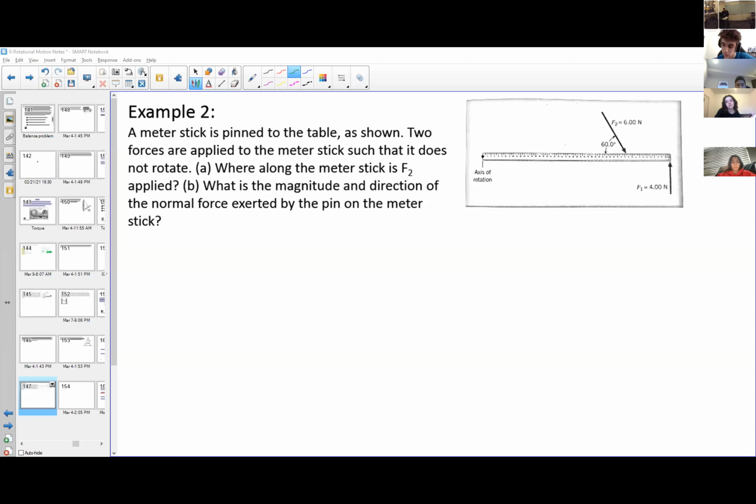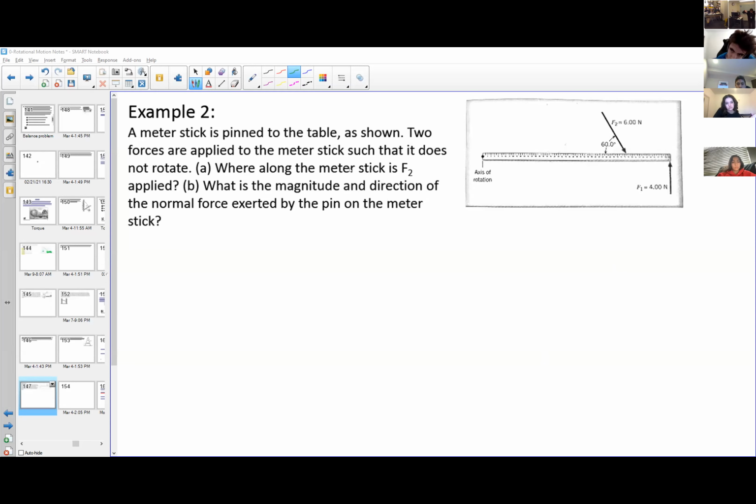So here is the problem. To help you understand what's going on here, let's read it together, and then let me give you a little bit more background. It says we've got a meter stick pinned to the table, kind of like that bat was pinned to the table in the previous problem we just looked at. And it's pinned to the table as shown.